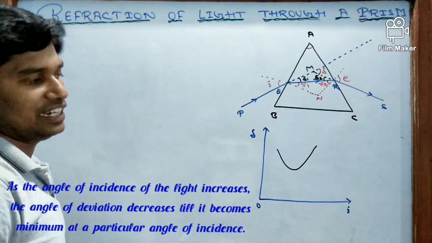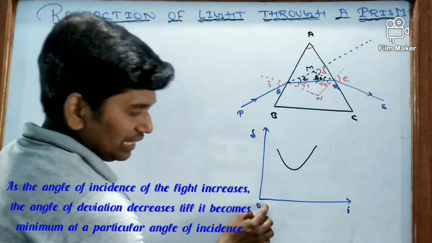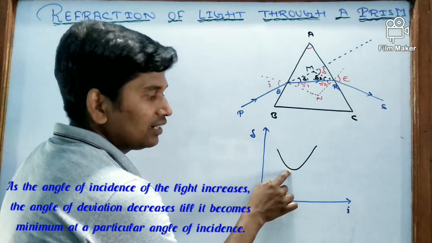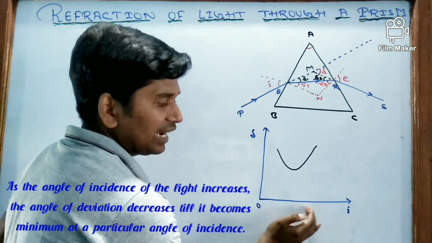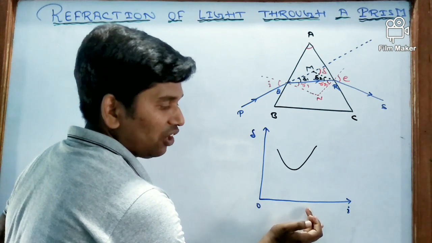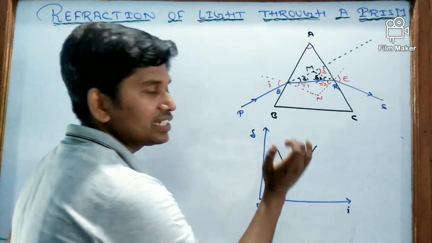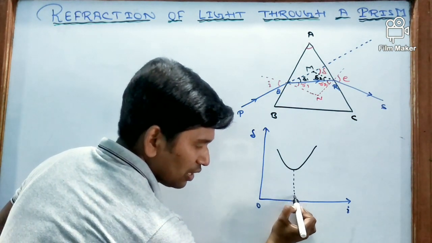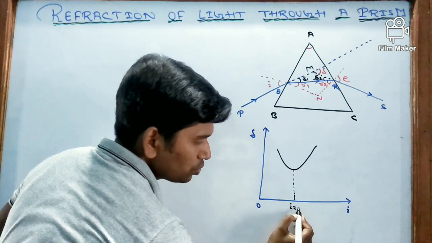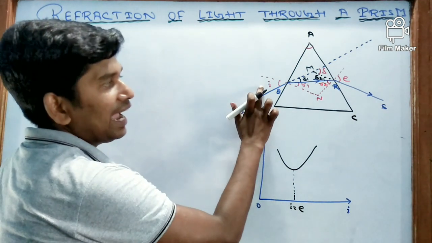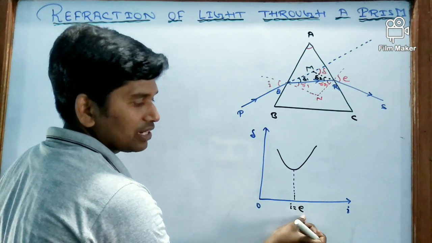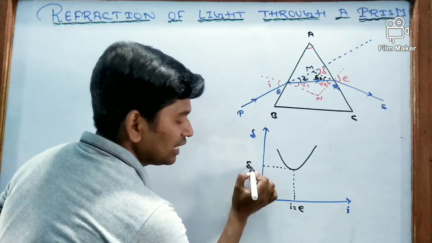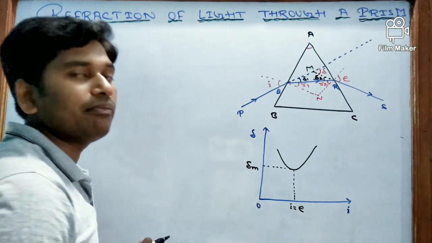So if we draw a graph, we will get a graph like this. What does this graph indicate? It indicates that with increase in angle of incidence, the angle of deviation decreases till a minimum value, and then on further increasing the angle of incidence, the angle of deviation increases. At the point where I is equal to E, that means angle of incidence is equal to angle of emergence, the deviation becomes minimum, that is delta m, or minimum deviation.